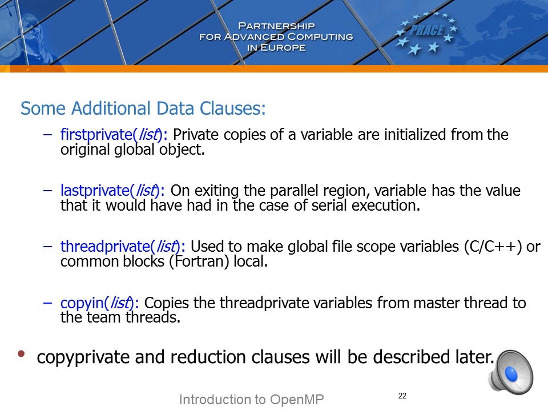It is used to make global data private to a thread. It also preserves global scope within each thread. Copyin clause is similar to firstprivate for private variables. It copies the threadprivate variables from the master thread to the team threads. Note that no copy out is needed because the value of a threadprivate variable is maintained throughout the execution of the whole program. There are two more data clauses in OpenMP. They are copyprivate and reduction. We will discuss them later.